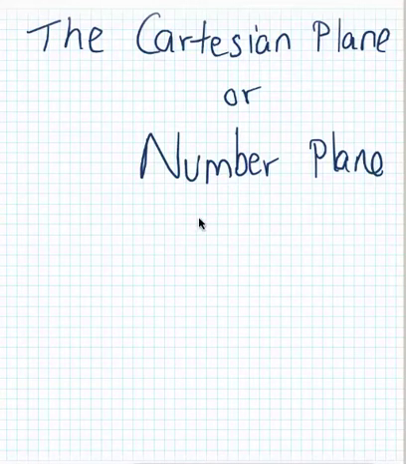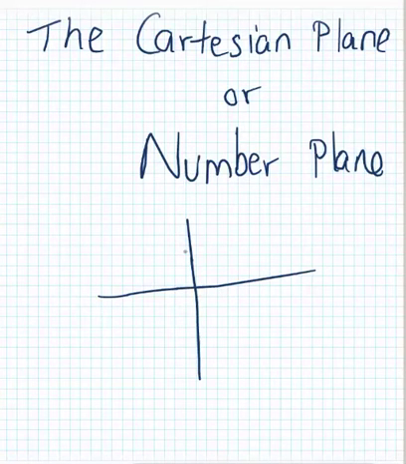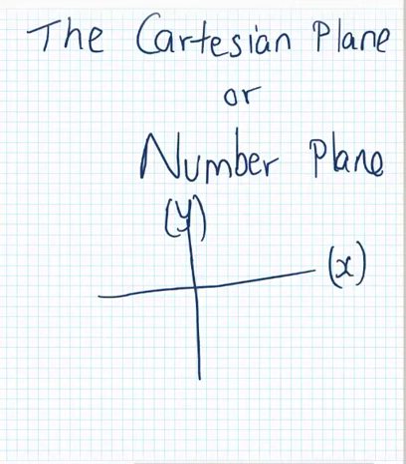graph and we know that there's a vertical line and a horizontal line, and one of these lines is called the y-axis, the other one is called the x-axis. They cross over at the origin. Okay, and of course when drawing a graph you must use pencil and a ruler.